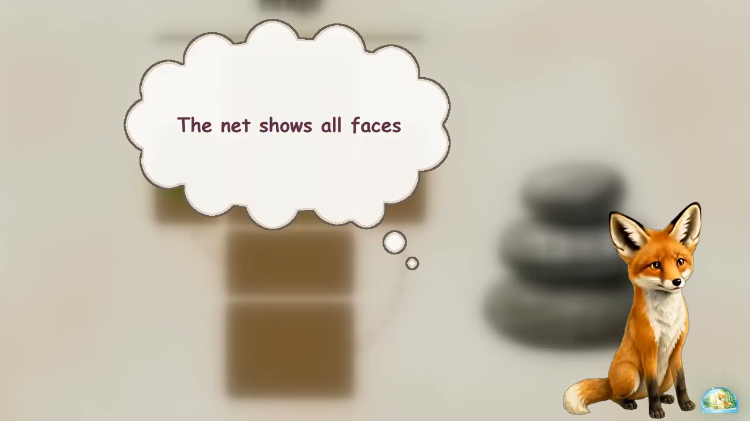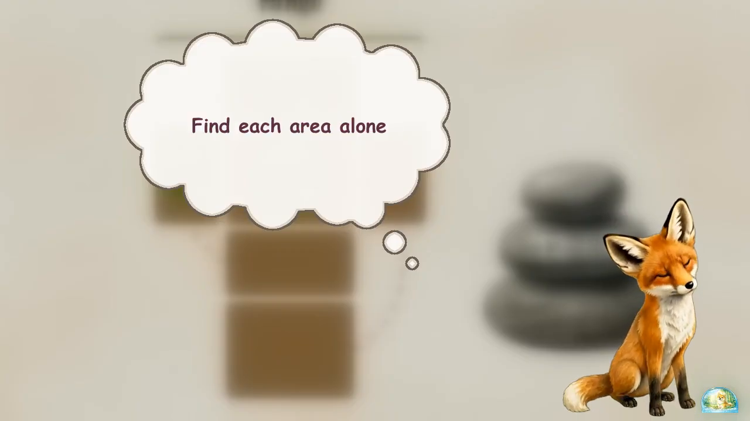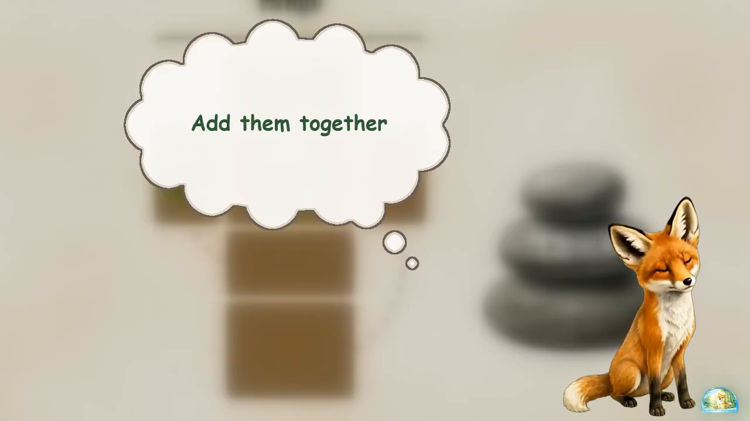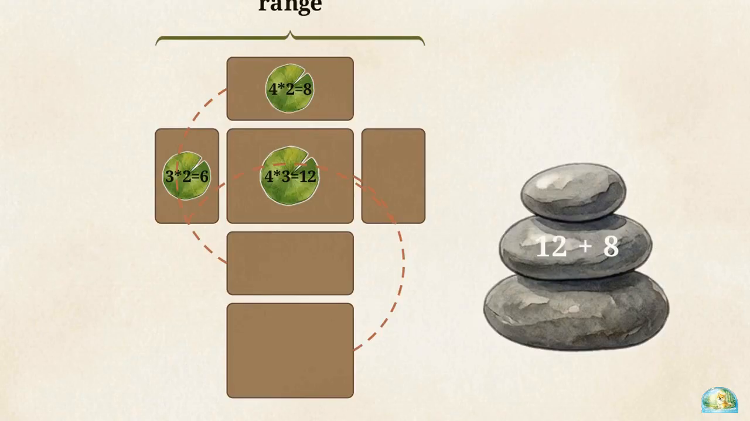The net shows all faces. Find each area alone. Add them together. To find the final surface area, we add the 3 unique face areas together and then double the sum. 2 times the quantity, 12 plus 8 plus 6, equals 52 square units.